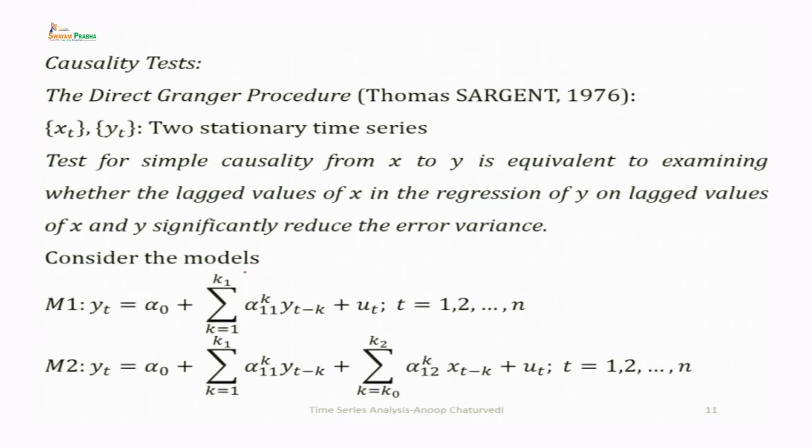So, if we consider the models, m1: y t equal to alpha naught plus summation k equal to 1 to k 1 alpha 1 1 k y t minus k plus u t, and m2 is the model y t equal to alpha naught plus summation k equal to 1 to k 1 alpha 1 1 k y t minus k plus summation k equal to k naught to k 2 alpha 1 2 k x t minus k plus u t. You have these two models.